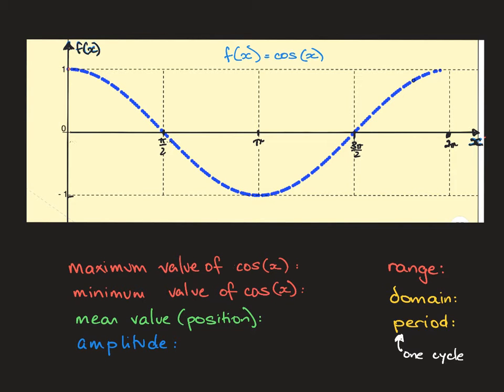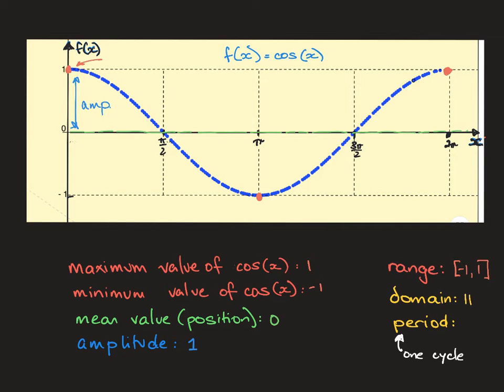So again, the maximum value for f of x is 1, and we've got 2 points for it here on our graph. The minimum value for cos of x is -1. For this one, the mean value, which is halfway between the maximum and the minimum, is 0, and so that's our line along here. The amplitude is the difference between the maximum or the minimum and the mean value. So our amplitude is 1. Our range is again the smallest y value, which is -1, to the largest y value, which is 1.